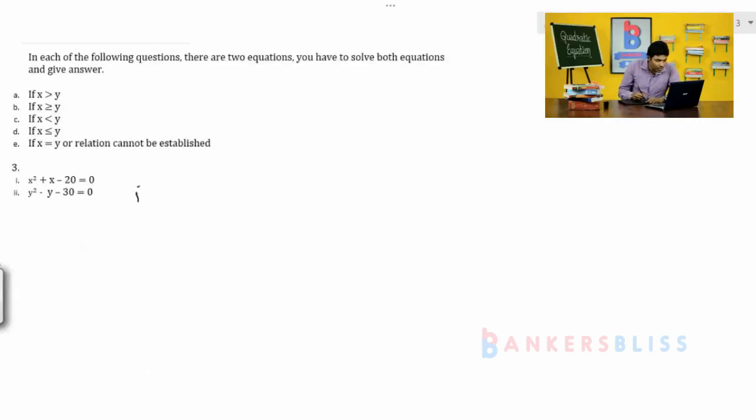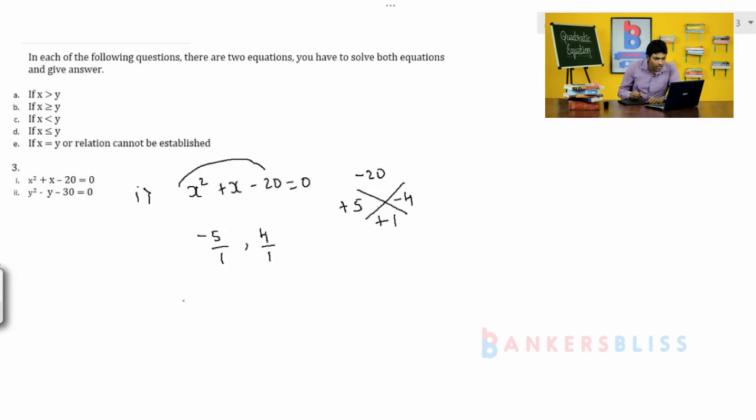See here, we have to identify the values of both x and y here. Consider equation 1, x square plus x minus 20 is equal to 0. So if you factorize, minus 20 here, plus 1 here. See here, 5 4s are 20. So plus 5 and minus 4. Therefore your answer is minus 5 by 1, 4 by 1. Therefore x is equal to minus 5 or plus 4.